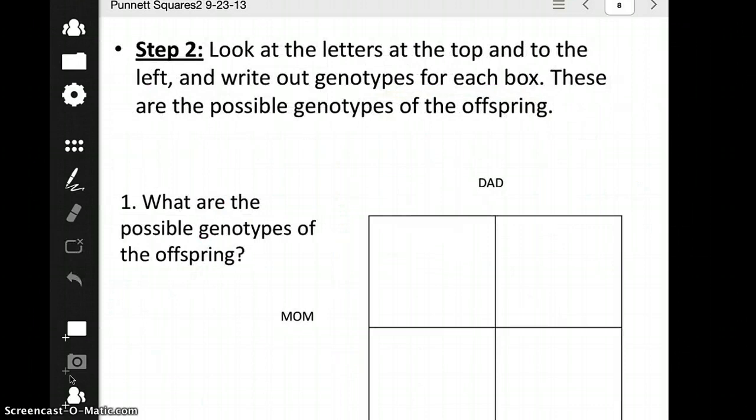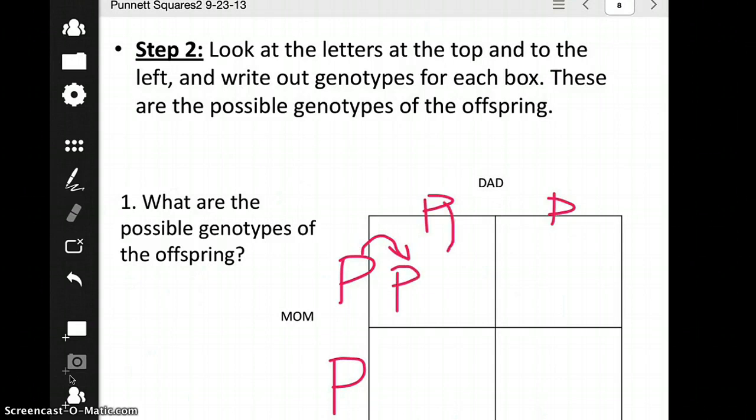Now, okay, and I have to rewrite this. So you should have done something like this on your paper. Okay, now step 2. You look at the letters here at the top and the side, and you're going to write out the genotypes. And this is how you do it. So you're going to bring this one here, so big P, and you're going to bring dad's down here, little p. Okay? And you're going to keep going.